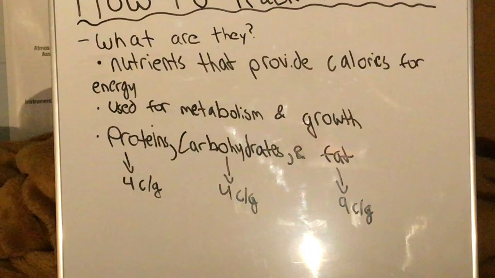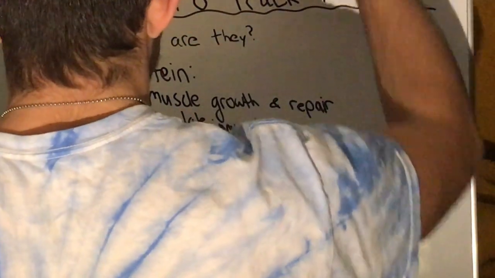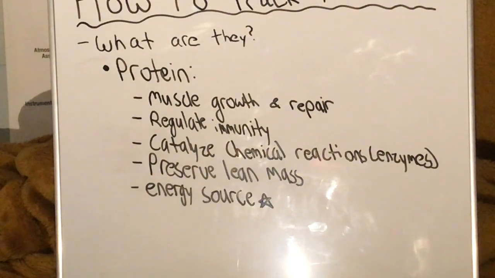Alright, so the first macromolecule we are going to discuss is protein. So protein has the most amount of jobs or functions than carbohydrates and fat. What are protein molecules? Like, what is it? So a protein molecule is made up of these things called amino acids. So we get amino acids through food, and not all foods have the same amount of amino acids.